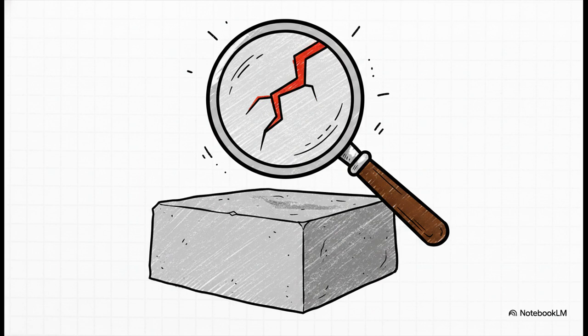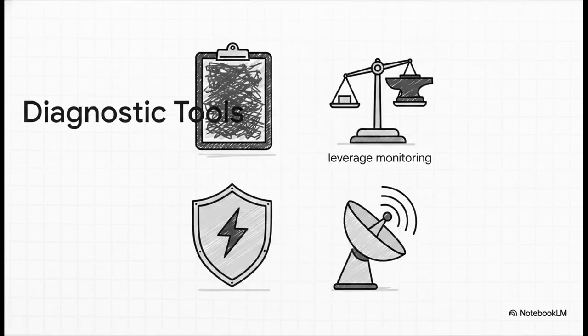It sounds straightforward, but we all know it's notoriously difficult in practice. If we don't have the data, we're literally flying blind. We simply cannot regulate what we cannot see. So how do we get that visibility?